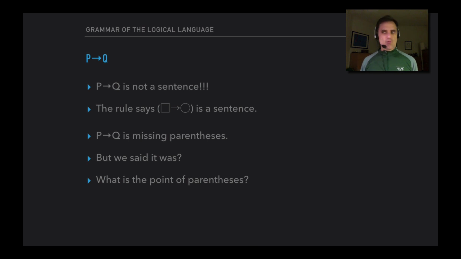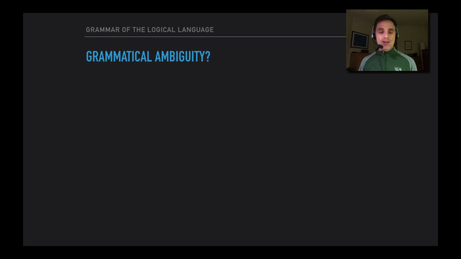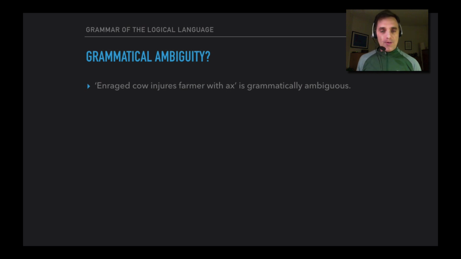This raises the question, why is that? Why did we put in our rules this thing about parentheses? And it's because of ambiguity. So here's a sentence in English. Enraged cow injures farmer with axe. Okay, so that sentence is ambiguous.